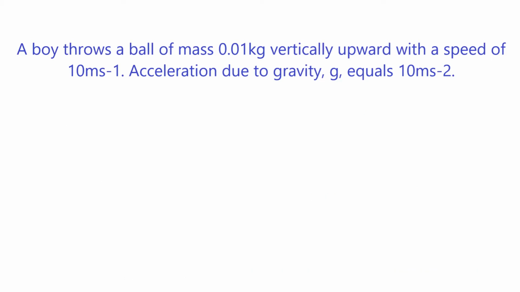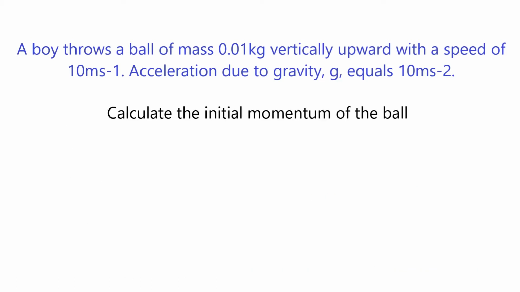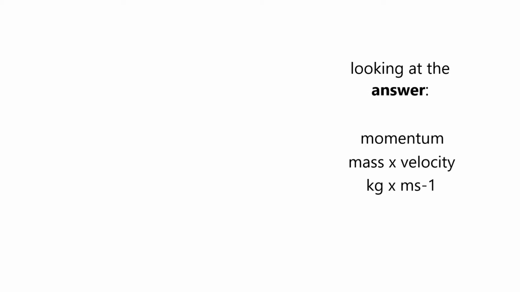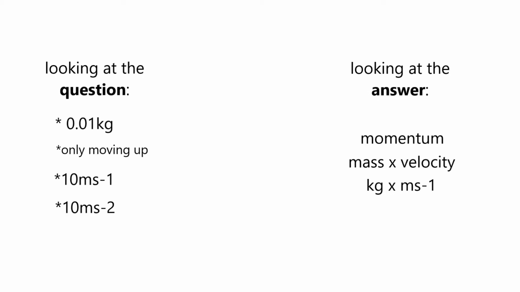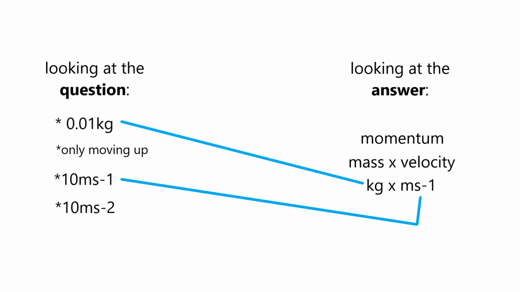The first part says, calculate the initial momentum of the ball. I hope you're basic physics students, so you should know this. Momentum is equal to mass times velocity. Looking back at your initial question, you have a mass and you have a velocity. So you plug that into your values for momentum, and that would be your answer for the first part.